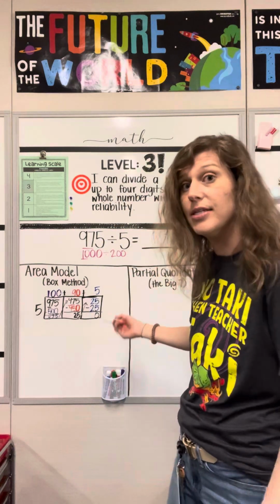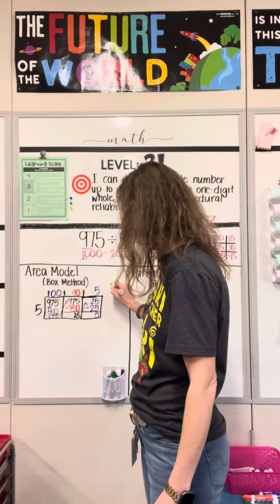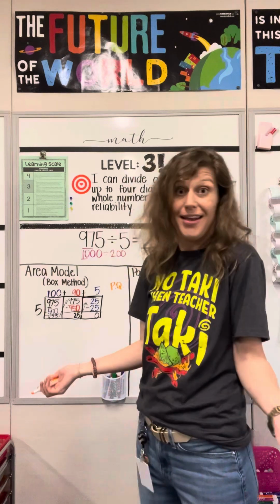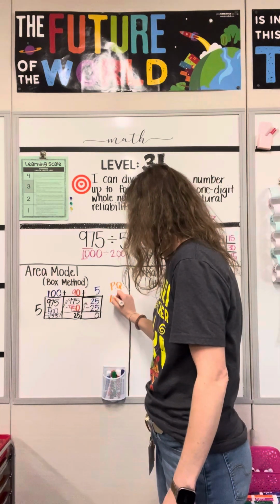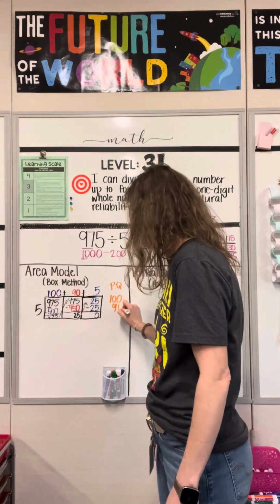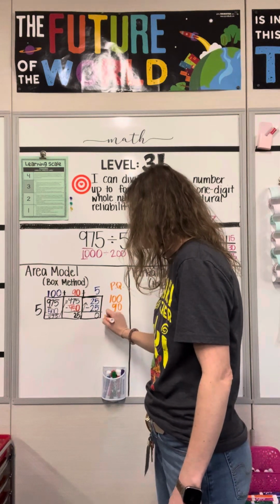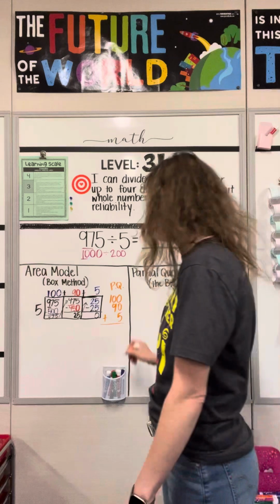So what we're going to do is take all of our partial quotients and add them together for the whole quotient. So we have 100 plus 90 plus 5, and we're going to add all these together to get 195.